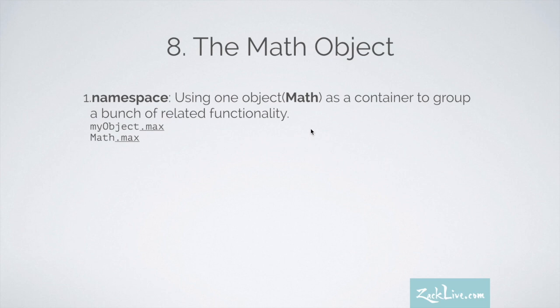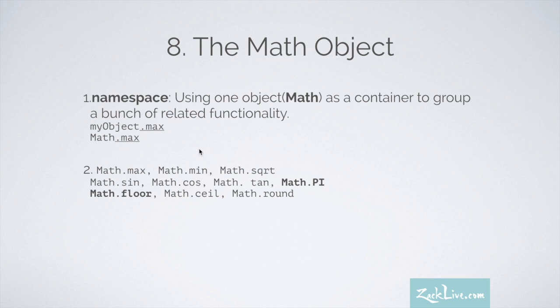The second object is the math object. We have seen it several times. Here, the concept of namespace is introduced. Namespace means using an object as a container to group a bunch of related functionality.